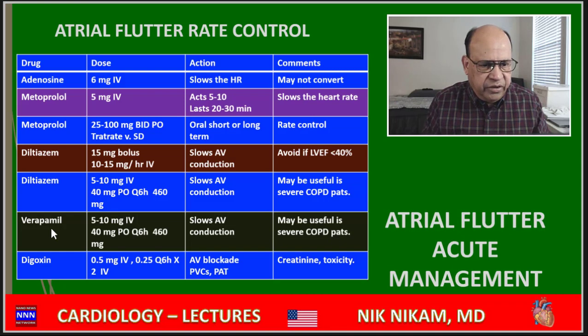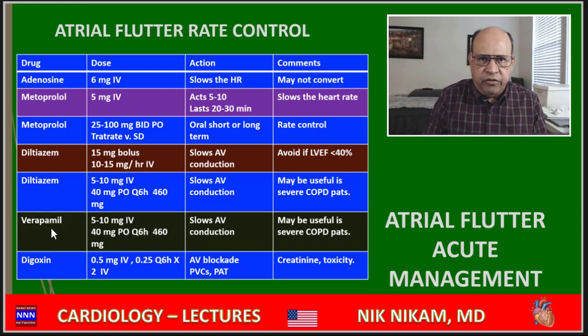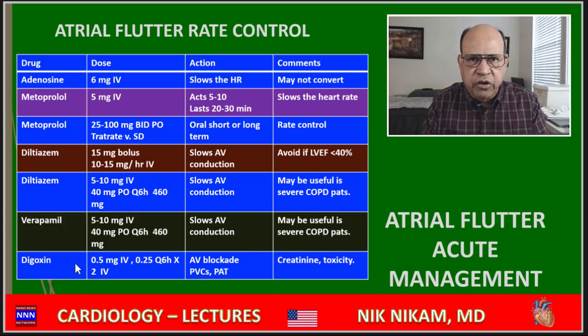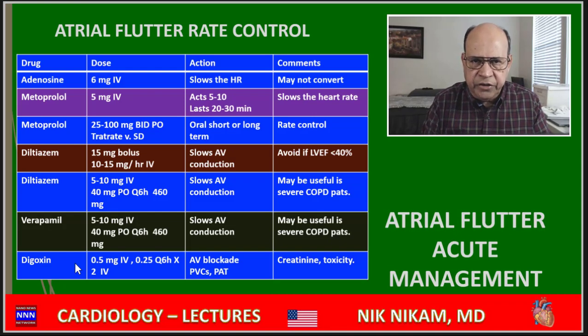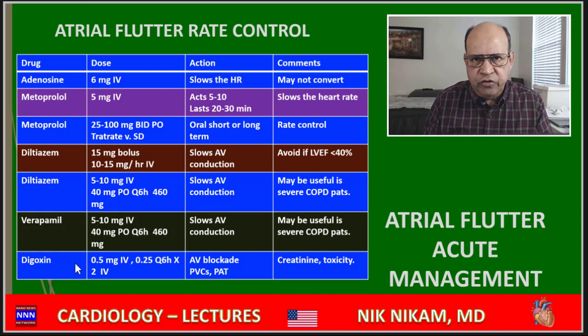When these medications cannot be safely used because of various reasons, we also have digoxin, which can be used to control the ventricular rate. And of course, digoxin is going to take a couple of hours, 2 to 4 hours to start working, but nonetheless, it is an effective agent to reduce conduction through the AV node.